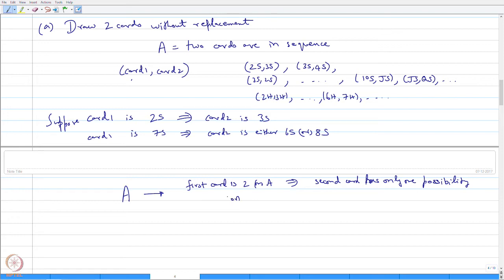Or first card is not 2 or ace, it is neither 2 nor ace, which will imply the second card has 2 possibilities.